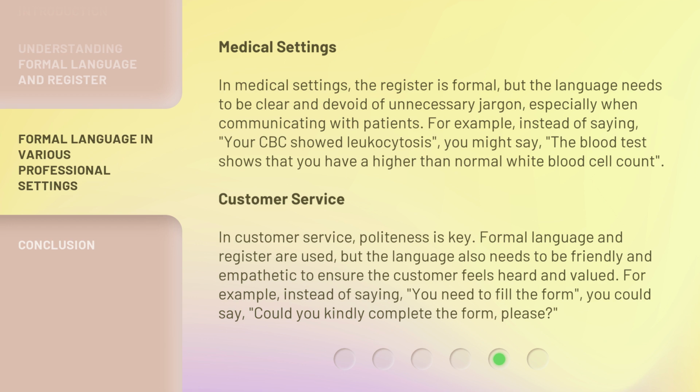Customer service. In customer service, politeness is key. Formal language and register are used, but the language also needs to be friendly and empathetic to ensure the customer feels heard and valued. For example, instead of saying, "You need to fill the form," you could say, "Could you kindly complete the form, please?"